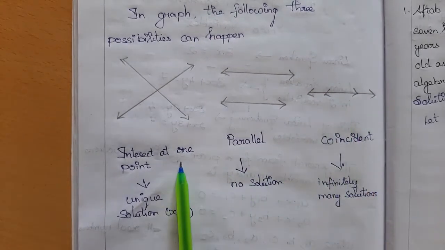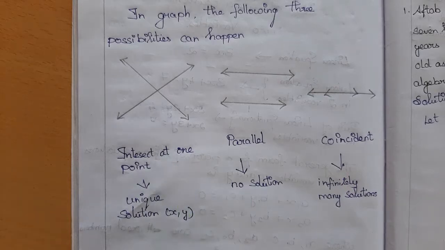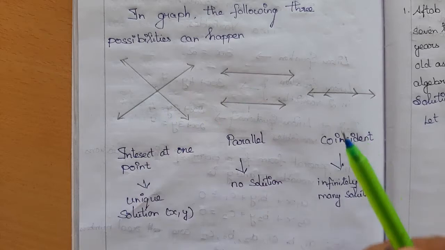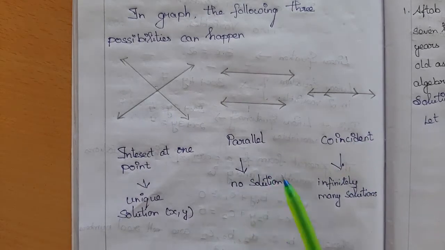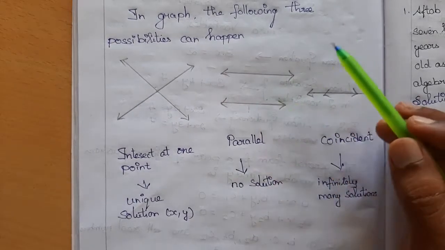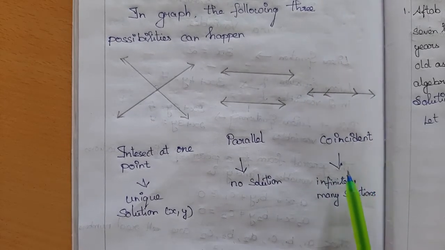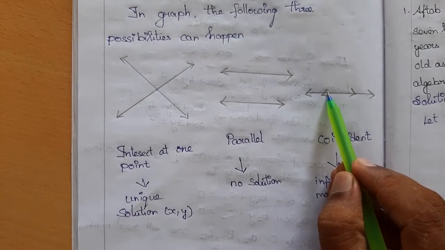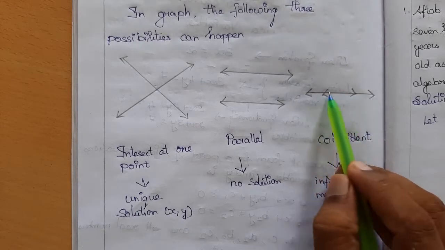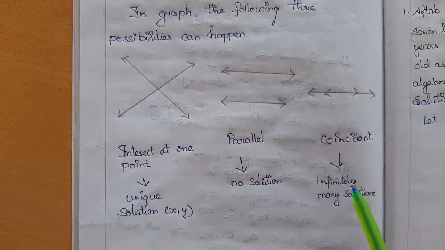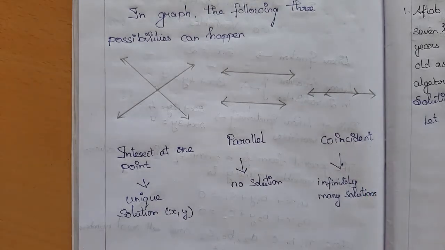If they intersect at one point, it has a unique solution. This intersecting point is the solution. And for parallel lines, there is no solution. Why? Because they don't intersect at any point. And the third one is coincident. Coincident lines have infinitely many solutions because every point on one line is also on the other line. So it has infinitely many solutions.